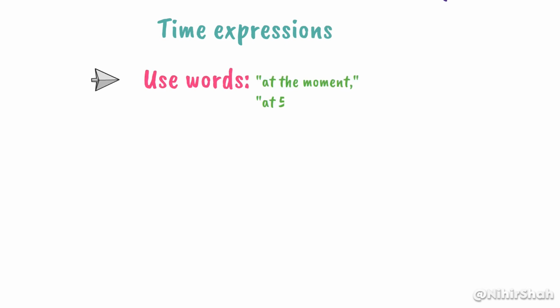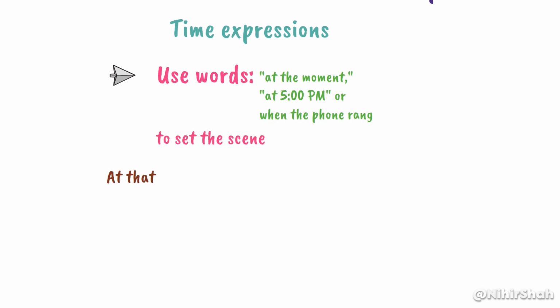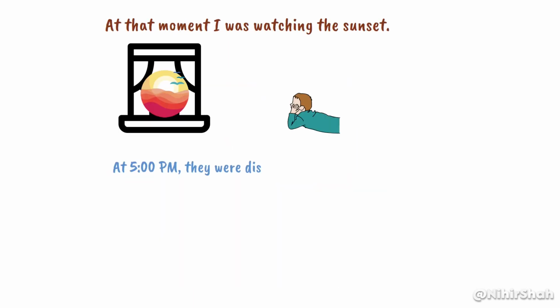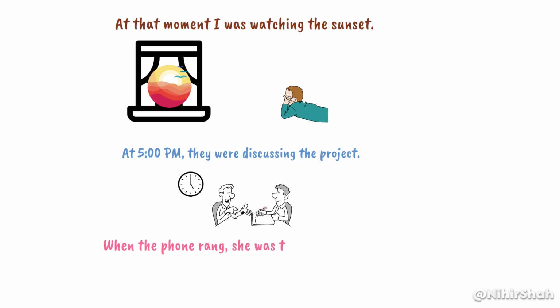Now, let's look into some pro tips that will be helpful while forming past continuous tense. Number 1, use time expressions like at that moment, at 5 pm, or when the phone rang to set the scene. For example, at that moment, I was watching the sunset. At 5 pm, they were discussing the project. When the phone rang, she was taking a bath.